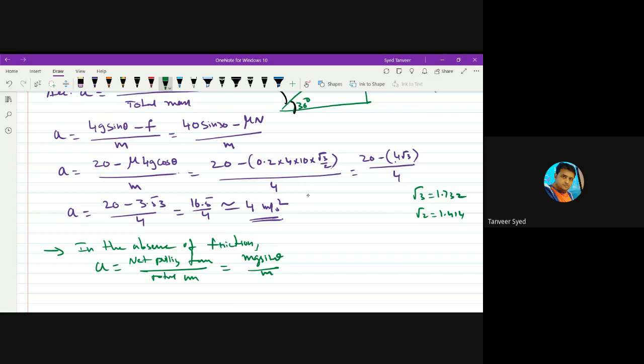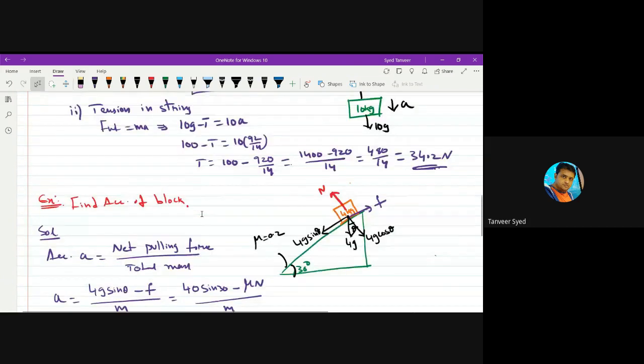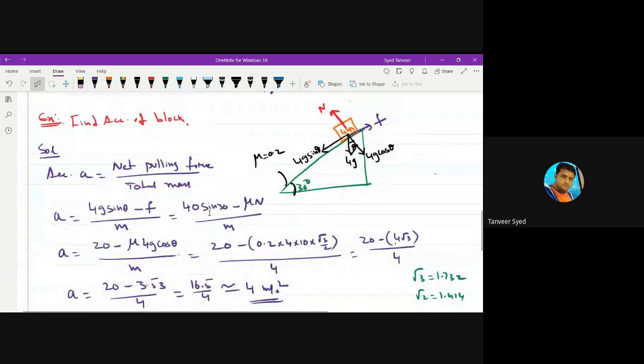divided by mass m. Mass cancels. g sin theta, which is 10 into sin 30, which is 1 by 2, 5 meter per second square. So if there were no friction, the block would have come down with acceleration 5. But because of friction, it is coming down with only 4, because friction is trying to oppose the motion of the body. Like this, you can include friction in any situation.